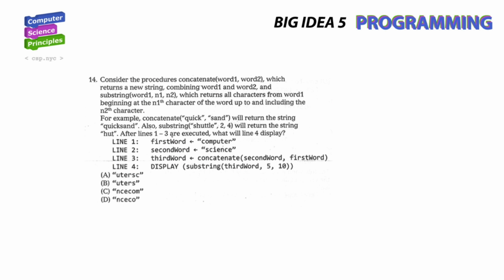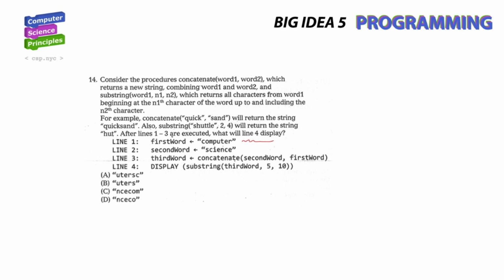Okay, so question number 14 says, consider the procedures concatenate word 1, word 2, which returns a string combining word 1 and word 2, and also another procedure called substring word 1, n1, n2, which returns all the characters from word 1 beginning at the n first character of the word up to and including the n second character. So look at this. It gives a little example, but let's see. So line 1.